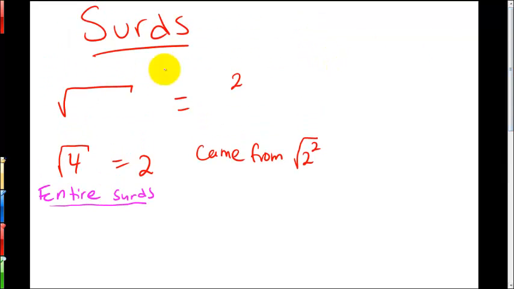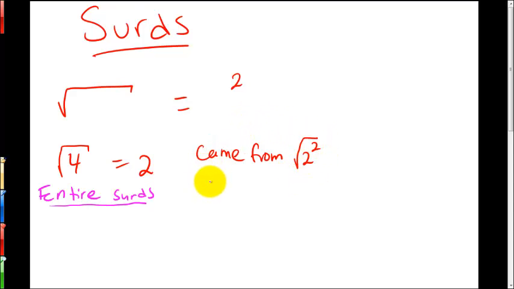Okay, so we want to have a look at surds. Surds are obviously just the square roots. And what's the opposite of a square root? It's obviously to the power of 2, which is squares. So as we can see here, the square root of 4 is equal to 2. Where did the 2 come from? The 2 would have come from 2 squared, which is obviously 4, and then you take the square root of that.